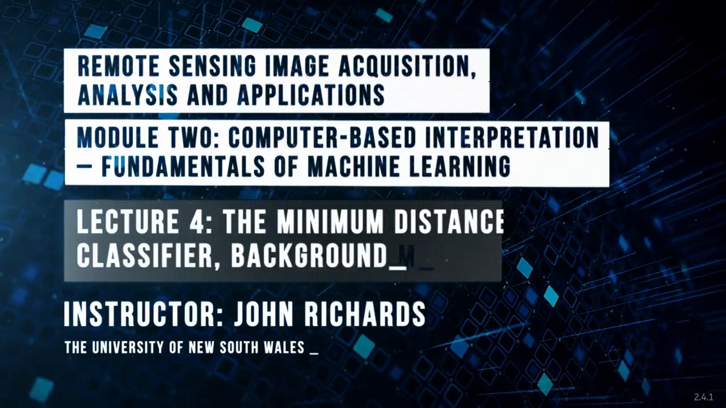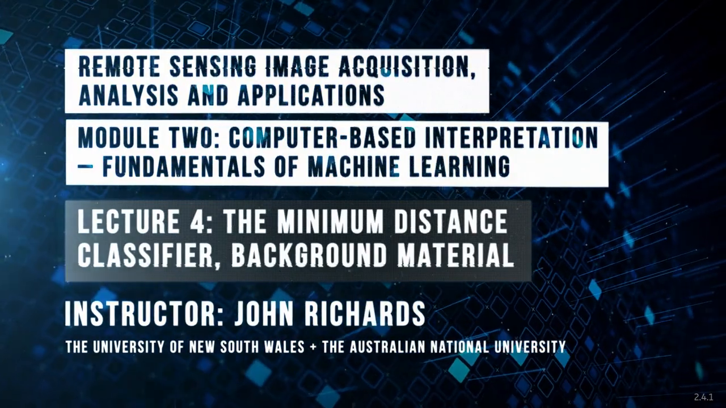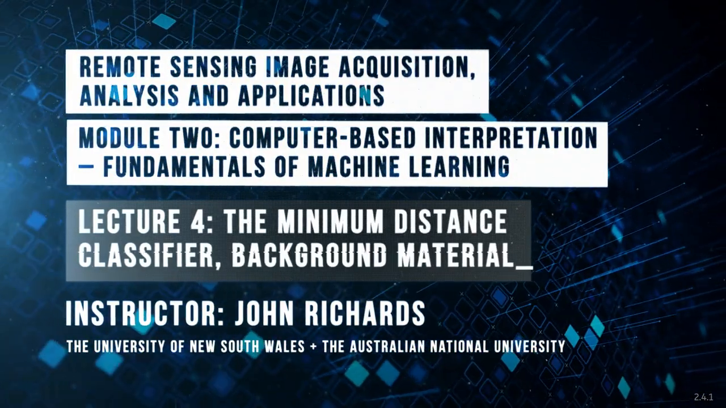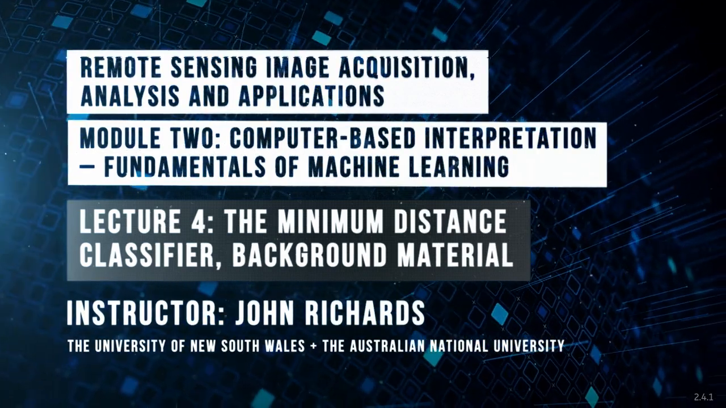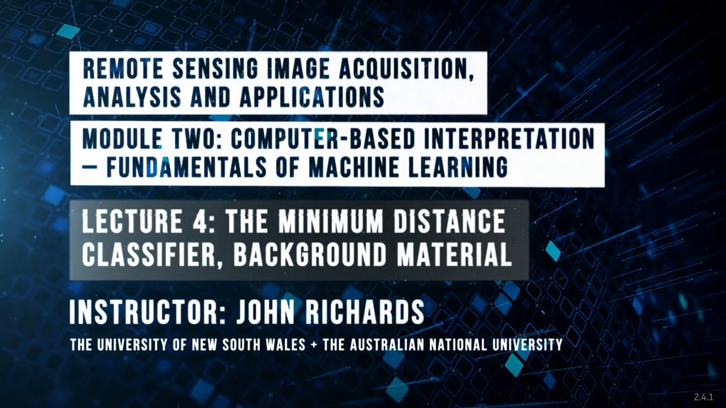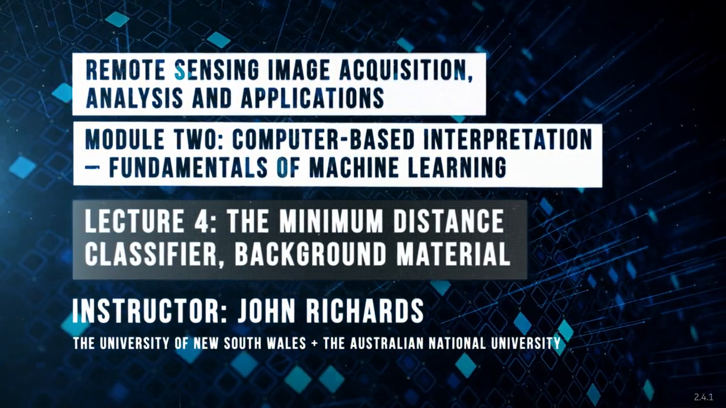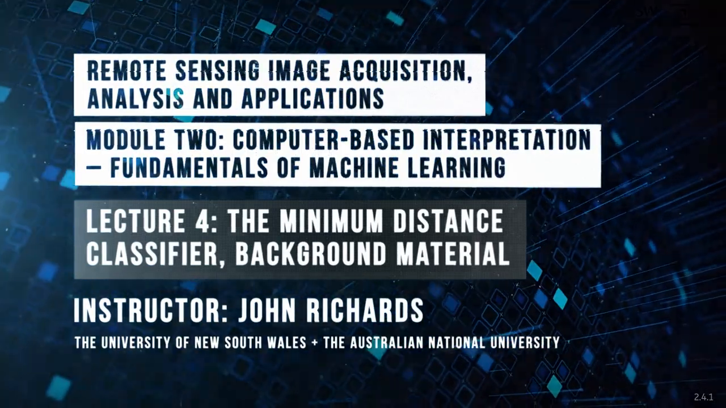We now commence a journey towards the development of more complex classifiers. To do so, we are going to look at another very simple algorithm that underpins our further development. This is called the minimum distance classifier. It is even simpler than the maximum likelihood rule.